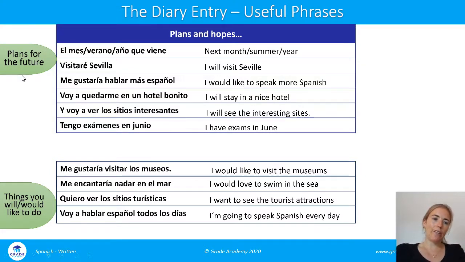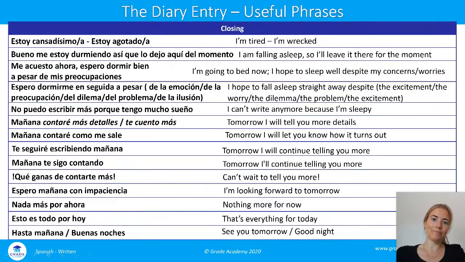There's an example here of using the present tense, tengo exámenes en junio, but you're using the present tense to refer to the future here, and that's absolutely fine too. Or if you say tengo planes de, hacer algo. So again, followed by an infinitive. You can use the present tense there, referring to the future. Quiero, followed by an infinitive verb to say what you want to do.